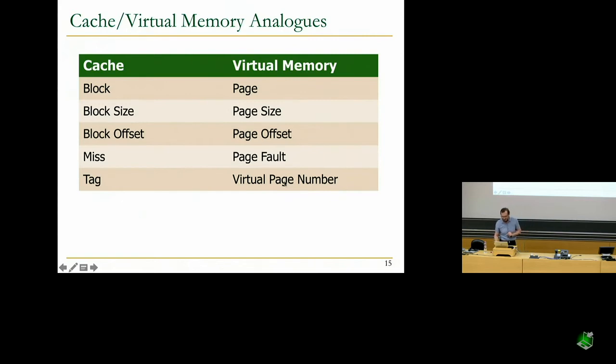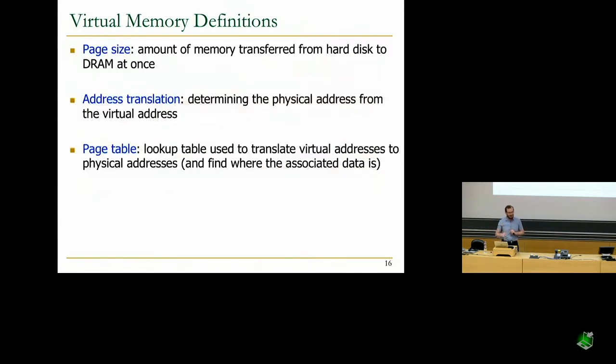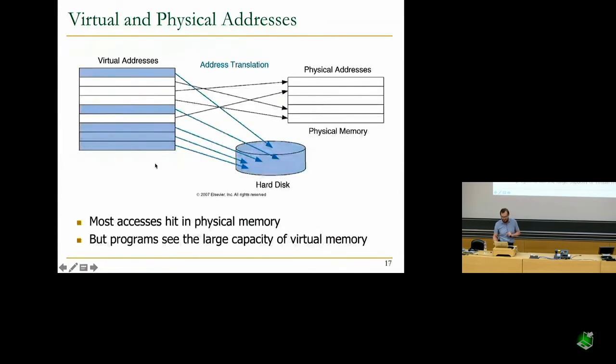Let's take a look at this now. I'll give you a little bit more definitions. Page size is the amount of memory transferred from hard disk to DRAM at once. That's the size of the page. Address translation, we already said that. And page table, we already said that. Basically, it's a lookup table used to translate virtual addresses to physical addresses.